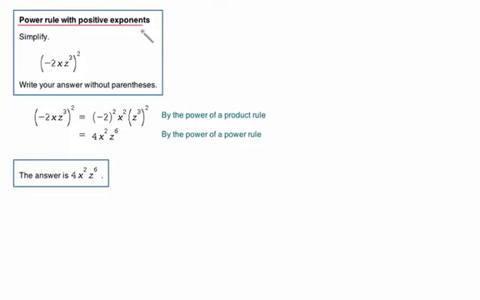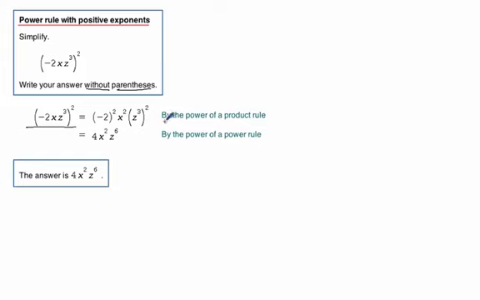Okay, here we have power rule with positive exponents. Our instructions say to simplify, and we've got negative 2xz to the third all raised to the second power. And we want to write our answer without parentheses. So let's look at the details. Here's our original problem.